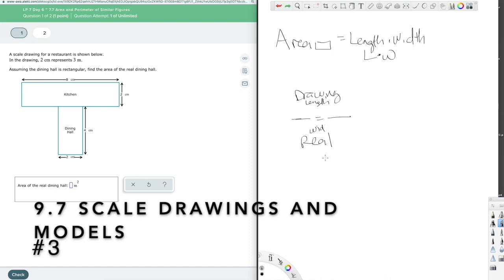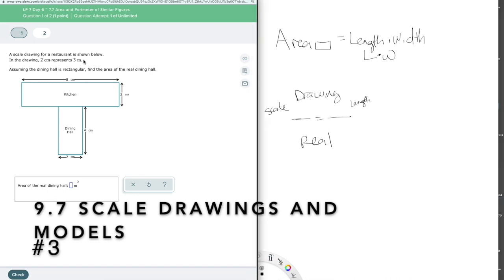Is that what I want to do? Let's see. Oh, scale. That's what we're going to do. Sorry. Scale. And then length on this side. We'll do it that way. I mess myself up a little bit here on the video. So the scale for the drawing and for the real, they give us that up above. So 2 centimeters to 3 meters.